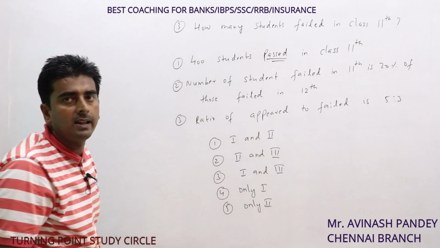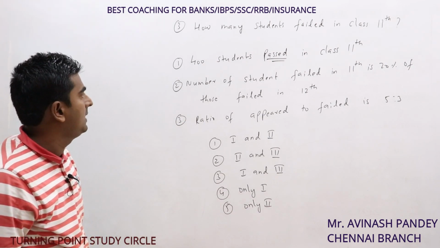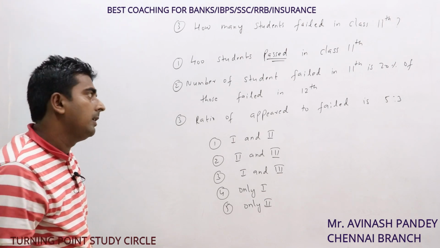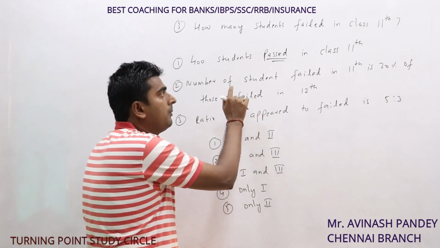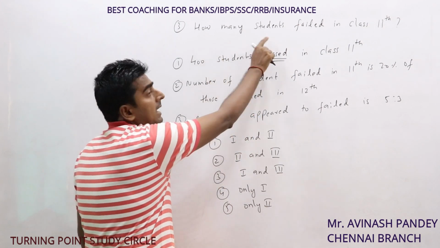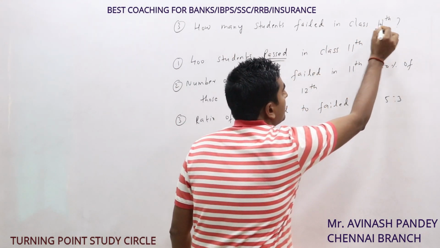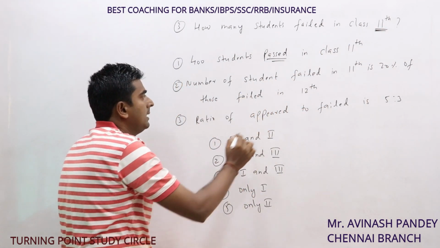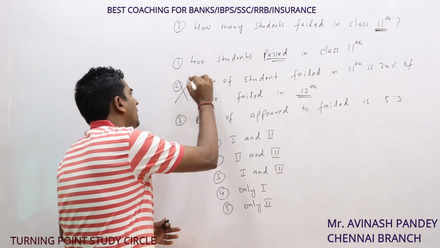Second statement, what they are asking here, number of students failed in class 11 is 20% of those failed in 12. But do we know that how many students failed in class 12? No. First of all, the second statement itself is not at all required. Why? What they are asking here, how many students failed in class 11? When you see here class 11, but what they have given here, failed in class 12, which we don't need, right? So second statement is ruled out.